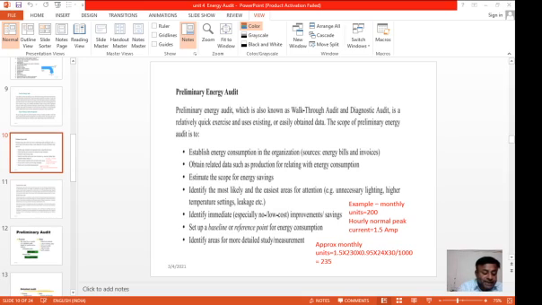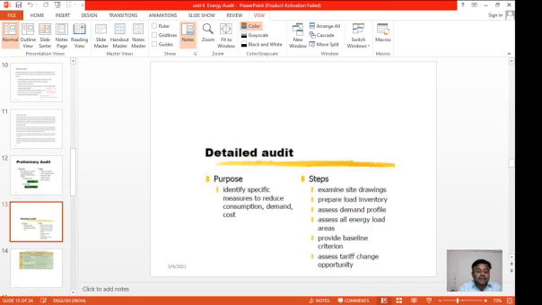Detailed energy audit, as the name indicates, is the energy audit which is conducted in detail. And the purpose of this audit is to have detailed analysis of audits carried out. There are three types of detailed energy audit. One is pre-audit, second is audit, and third is post-audit. So these three phases are there for detailed energy audit.